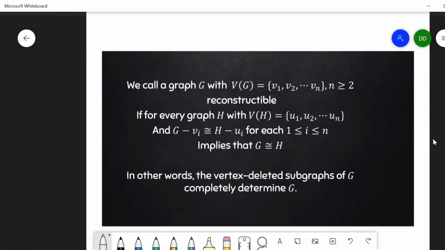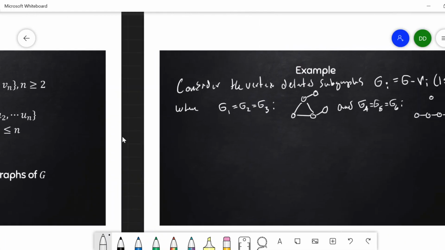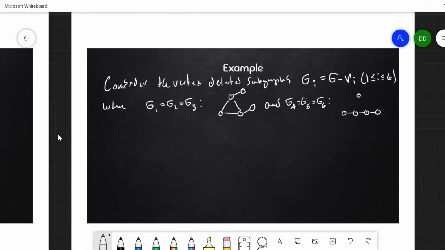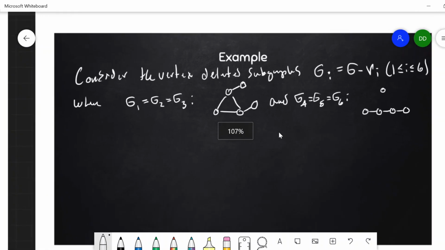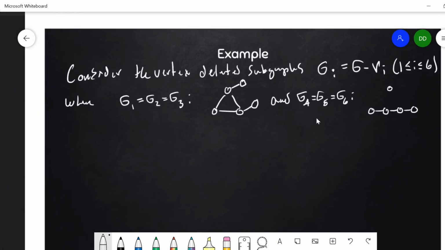Is every graph reconstructible? Let's take a look at what exactly I mean by this. Let's consider these vertex deleted subgraphs of a graph G. It's possible we could get a couple graphs out. I'll call these G sub i, where G sub i is G minus V sub i. Here we're assuming the vertex set of G is V1, V2 through Vn, and we let G_i be G minus V_i for each.